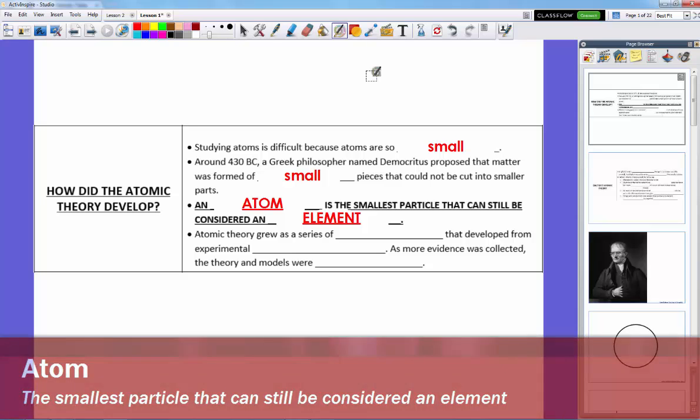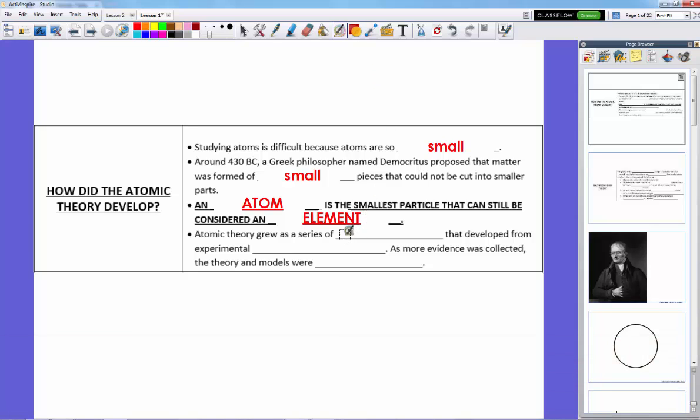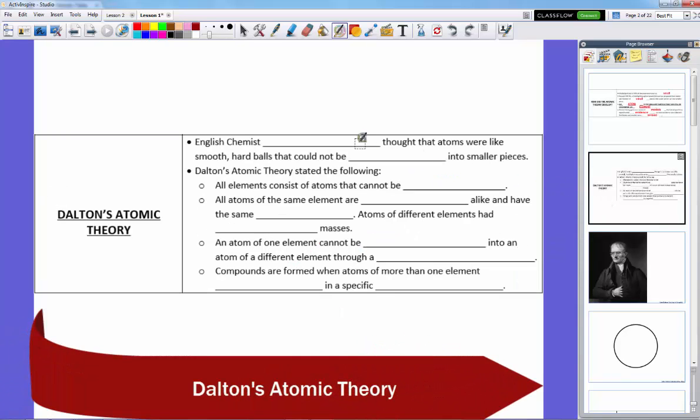Like I just said, the atomic theory grew to its modern form as a series of models that developed from experimental evidence. We would see something in an experiment that looked different than we were expecting, we did more experiments that confirmed it, and it changed the atomic model. As more evidence was collected, the theory and the models were revised. The main reason we get more evidence is that technology advanced. Scientists were able to develop new methods of observing the atom indirectly, which allowed us to gain more understanding about it. So let's start with English chemist John Dalton.